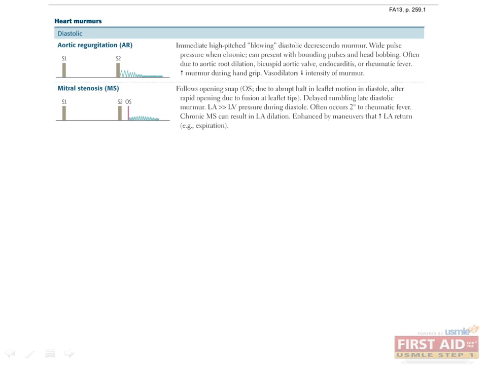The second diastolic murmur is mitral stenosis. Let's take a listen to mitral stenosis. This murmur is preceded by an opening snap in diastole, and then is a rumbling quality murmur that lasts until the next S1. It's heard best at the mitral area. These are really the only two diastolic murmurs you need to know, and they're easy to tell apart by the location where they are best heard, and also by the presence or absence of an opening snap.